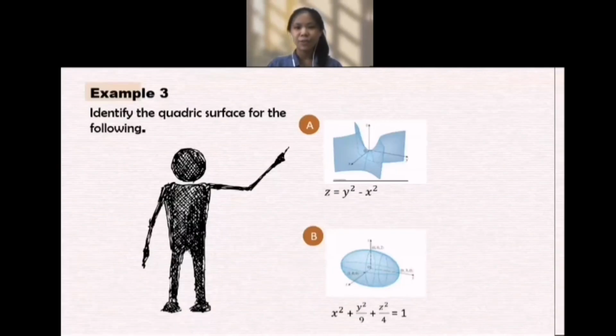In example 3, we are asked to identify the quadric surface for the following equations. In question A, the equation is z equals y squared minus x squared. If I refer to our previous slide, we know that this is a hyperbolic paraboloid. For question B, the equation is x squared plus y squared over 9 plus z squared over 4 equals 1. We know that the answer is an ellipsoid.